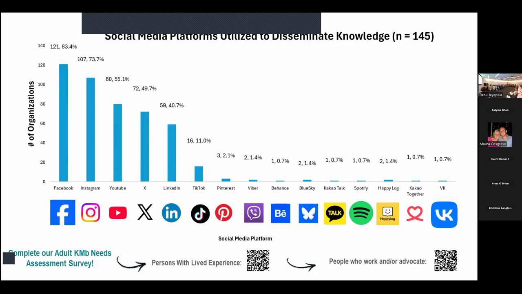the top one. But I'm going to alert you to Blue Sky because everybody from X is leaving and going to Blue Sky. So I anticipate that's going to start going up. And Snapchat is not here, and my daughter actively uses Snapchat. So there are other platforms.